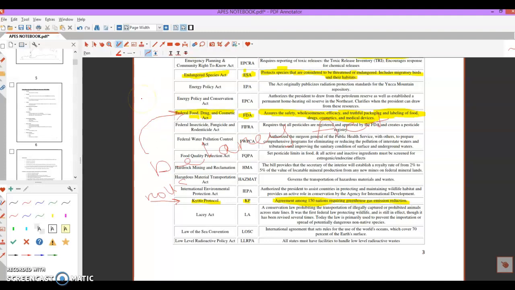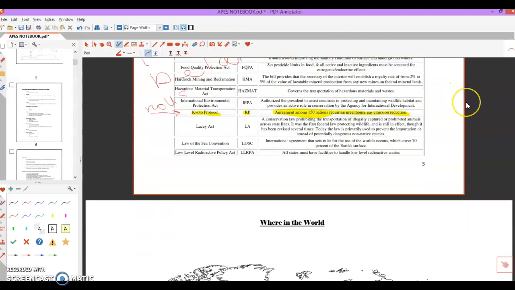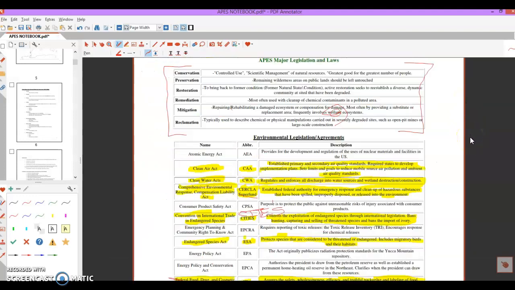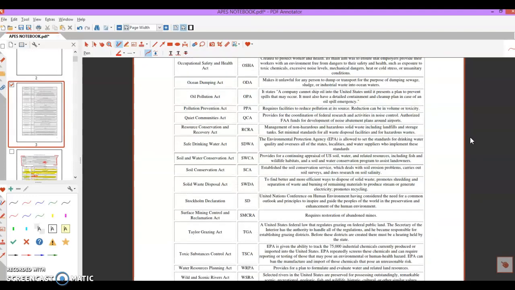All right. I am going to go down to the next page. Where is the other page? Oh, it got flipped. That's interesting.